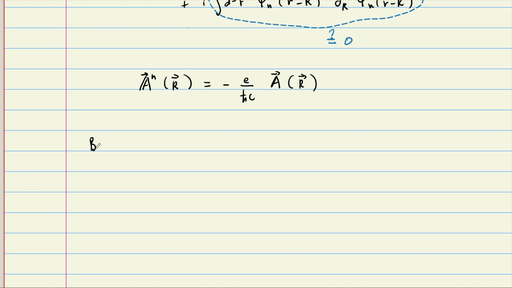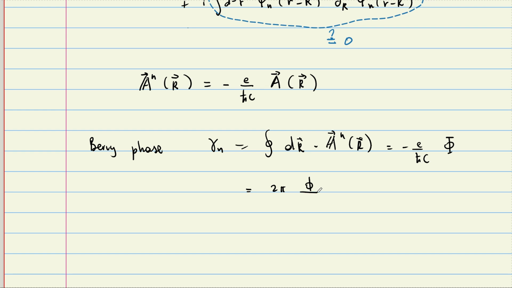So Berry phase gamma_n, just integrate dr dot A_n of r. So it's going to be minus e over h bar c, and we know this line integral of vector potential, you can use Stokes theorem to relate it to flux, total flux, and this thing is going to be equal to 2 pi times flux in units of flux quantum.